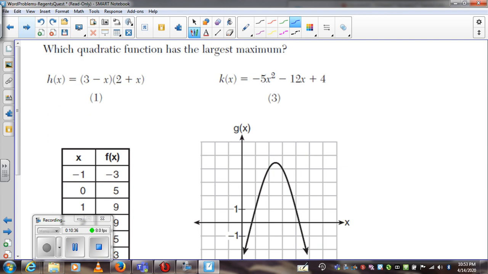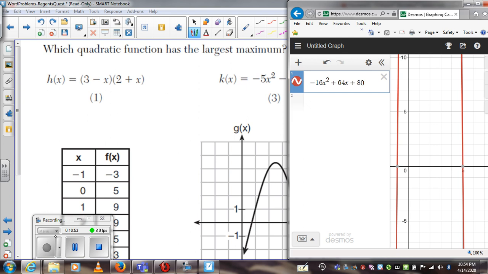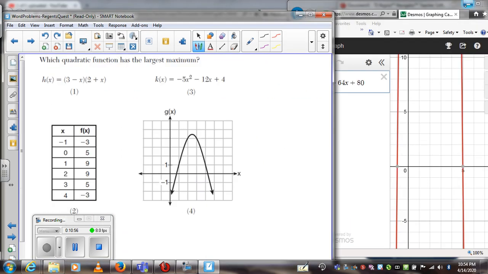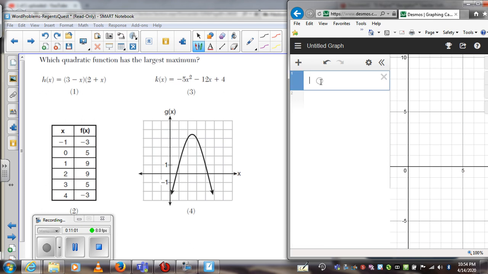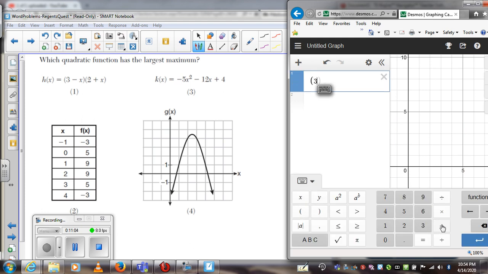All right, let's take a look at another one. This one asks which quadratic function has the largest maximum. Okay, well, we have all these different equations, and I think what I would do is grab my graphing calculator and graph each one. So if we graph the first one, let's cross this one out and type this in. So we have 3 minus x, close those parentheses, another one, 2 plus x, and let's find our maximum. All you have to do is just touch it.